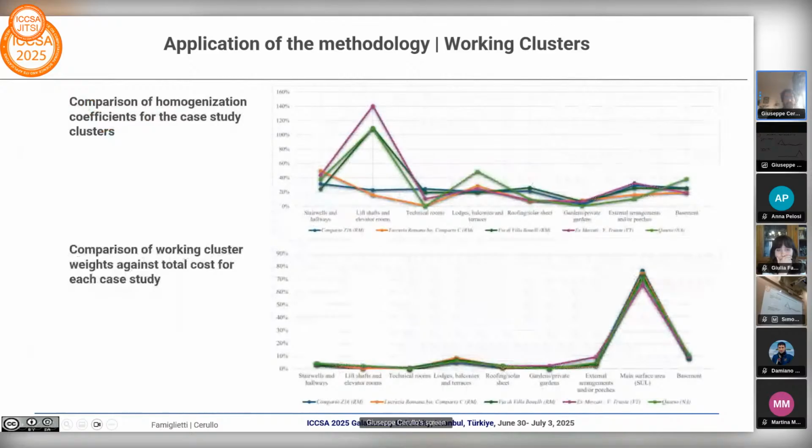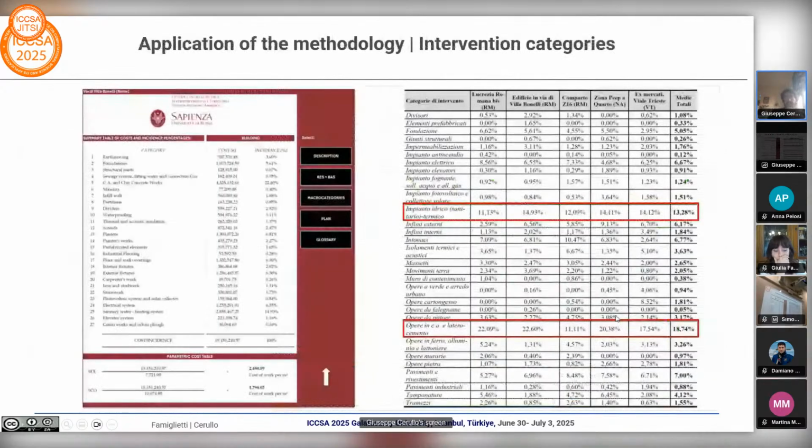In detail, here we can see two different comparisons. When we analyze the total cost incidence of the working cluster in relation to the overall economic size of each intervention in the bottom graph, we noticed a more uniform trend compared to the analysis based on the unit parameter in the top graph. These results indicate that although each case study is characterized by a specific design, these choices significantly influence the unit cost of the working cluster. In total calculation, the distribution of the cost tends to rebalance. After analyzing the working cluster, we moved on to the next step.